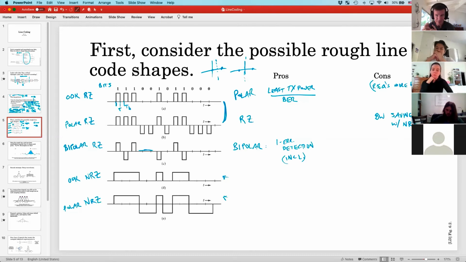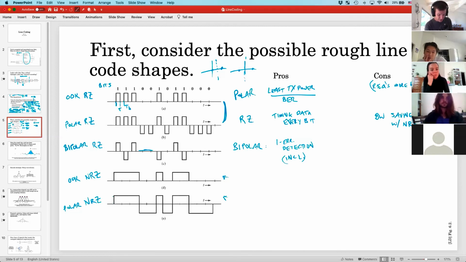But let me tell you why that's probably not a great idea. In the trade-off here, the pro for return to zero is you get timing reconfirmation, timing data, every bit. If you don't care what the identity of the bit is, and in every bit you jump down to zero, well then you get to know about the clock, you get to know about the phase every bit.